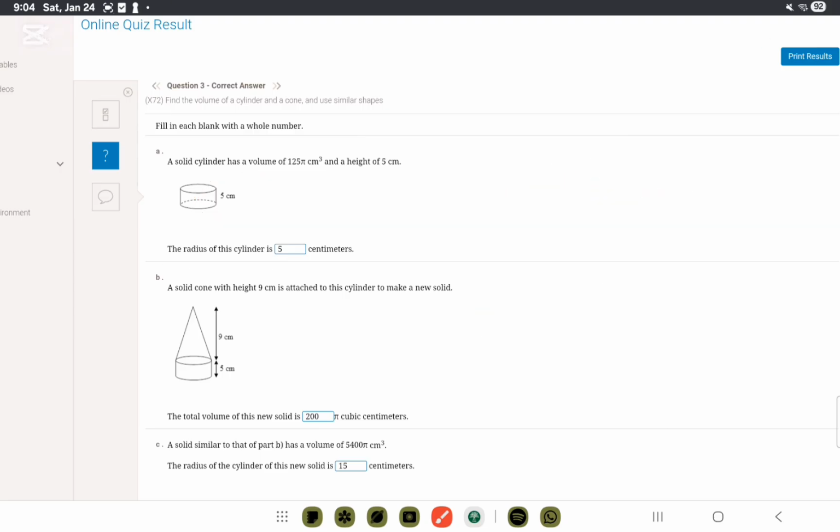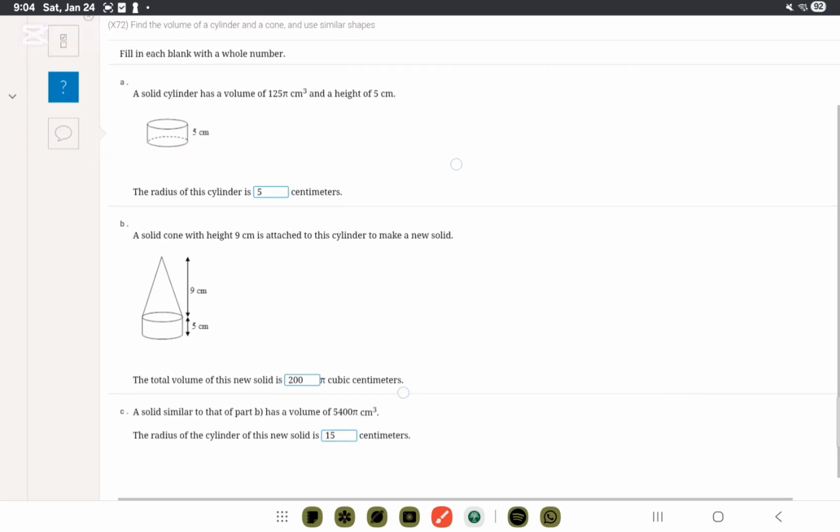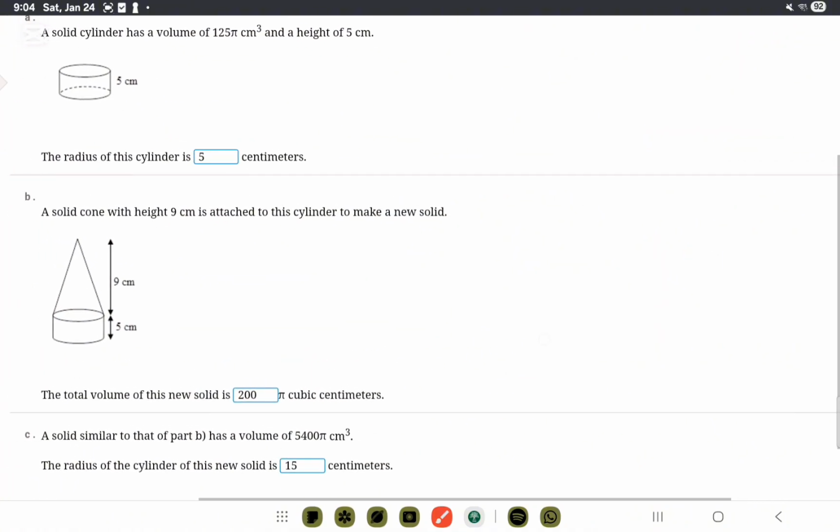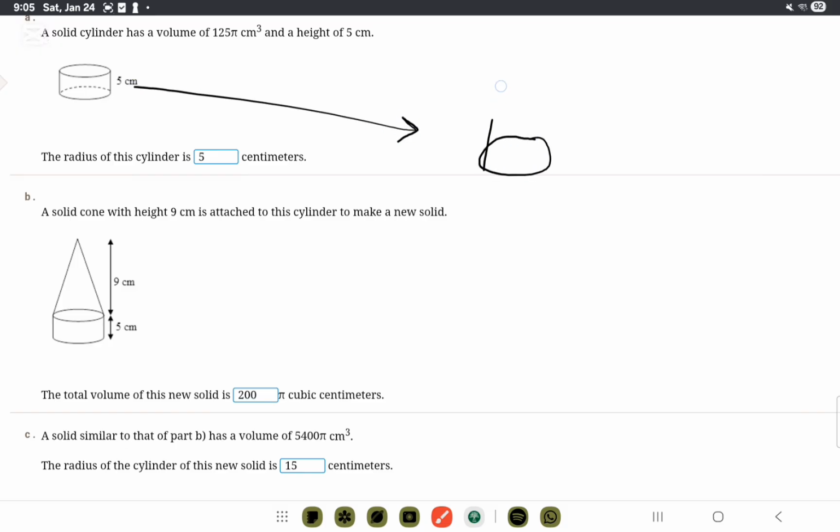Next question. I'm just going to zoom in more. Right off the bat you can see that we took this exact same cylinder and we stacked a cone on top of it. So what does this mean? This means the radius is exactly the same, because they're on top of each other.